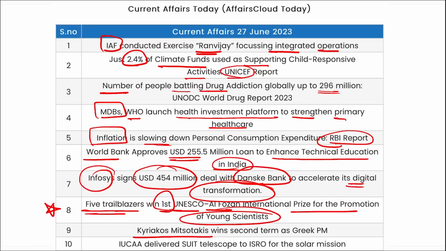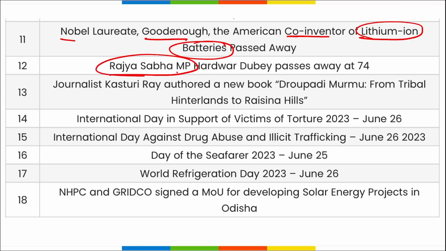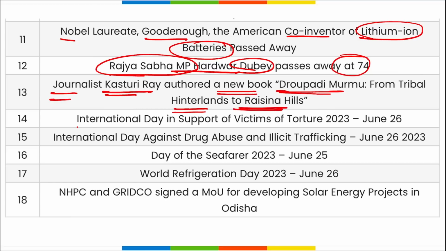Then Kyriakos Mitsotakis has won a second term as the Greek Prime Minister. Then IUCAA delivered the SUIT telescope to ISRO for the solar mission. Next, Nobel laureate John Goodenough, the American co-inventor of the lithium-ion battery, has passed away. Rajya Sabha MP Hardwar Dubey has also passed away at the age of 74. Then journalist Kasturi Ray has authored a new book, Draupadi Murmu: From Tribal Hinterlands to Raisina Hills.